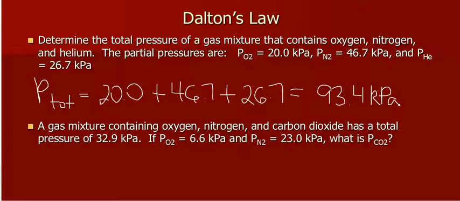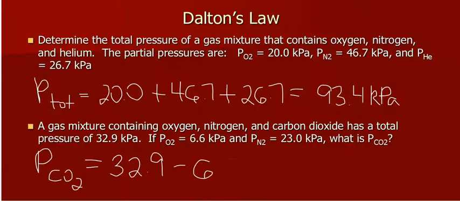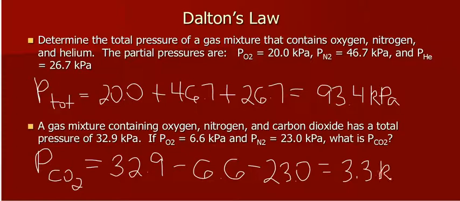A gas mixture containing oxygen, nitrogen, and carbon dioxide has a total pressure of 32.9. If I know oxygen and nitrogen's partial pressure, what is the partial pressure of CO2? Well, I would simply take the total pressure and subtract the partial pressures of oxygen and nitrogen. So the partial pressure of CO2 is 3.3 kPa. So that's all Dalton's law is.